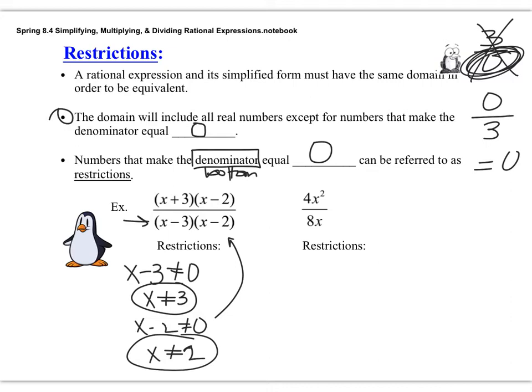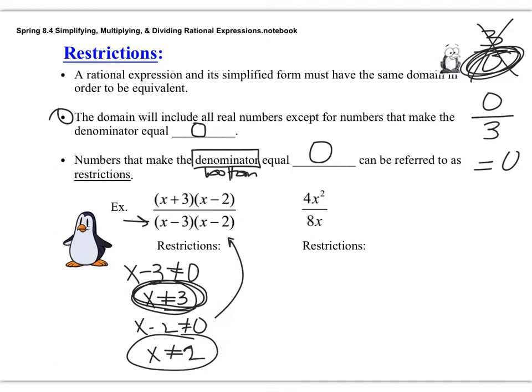Now again, thinking ahead into section 8.6, what does all this mean? That means if you knew what your restrictions were ahead of time, then when you get into solving and you're like, yeah, x equals 4 and 3, you'd be like, well, no, I have x cannot be 3, that would be an extraneous answer. So learning this now helps when we get to solving to make that a lot easier.